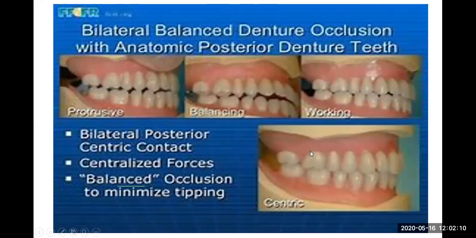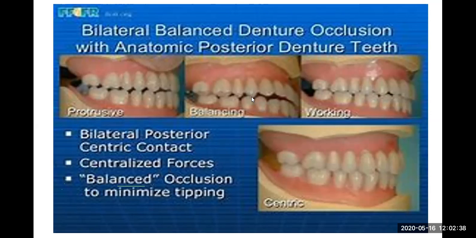Now, I try to show you here bilateral balanced denture occlusion with anatomic position denture teeth. You will see in the image the relationship between the upper and lower teeth. This is a protrusive relationship. And you see the balancing relationship there.